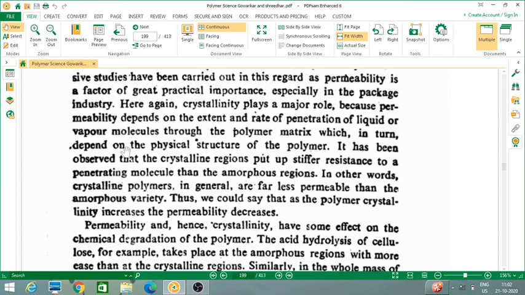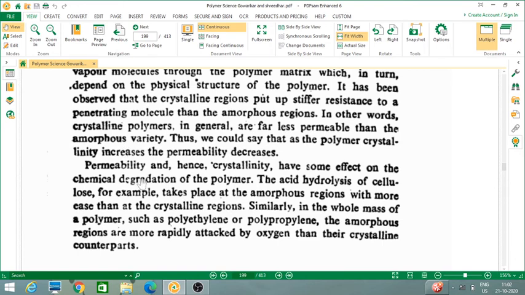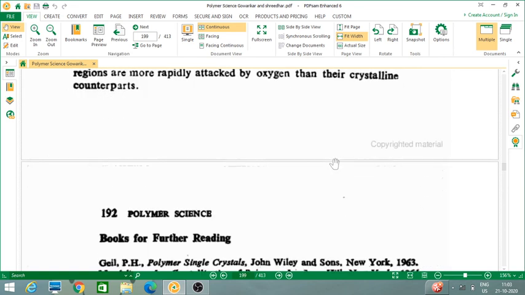Permeability and enhanced crystallinity have some effect on the chemical degradation of the polymer. The acid hydrolysis of cellulose, for example, takes place at the amorphous region with more ease than at the crystalline region. Similarly, in the whole mass of a polymer, such as polyethylene or polypropylene, the amorphous regions are more rapidly attacked by oxygen than their crystalline counterparts. So the amorphous regions are very susceptible to attack by oxygen as compared to the crystalline counterparts.